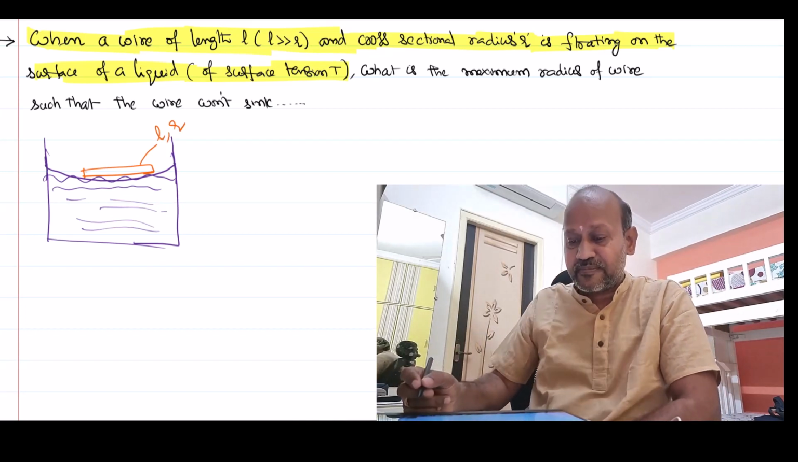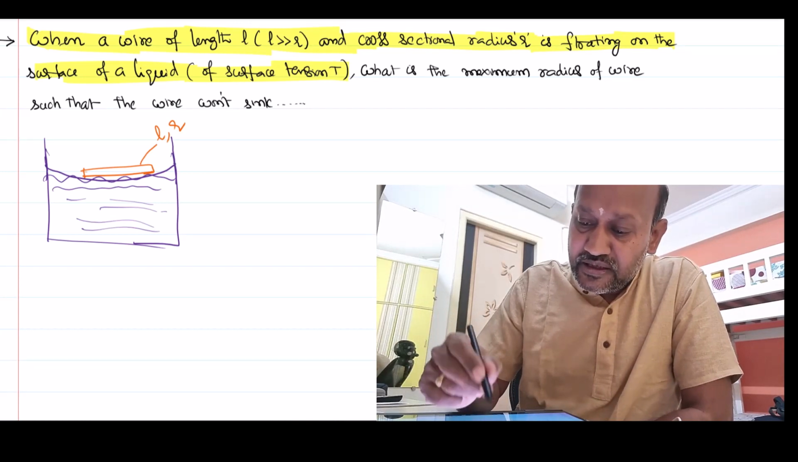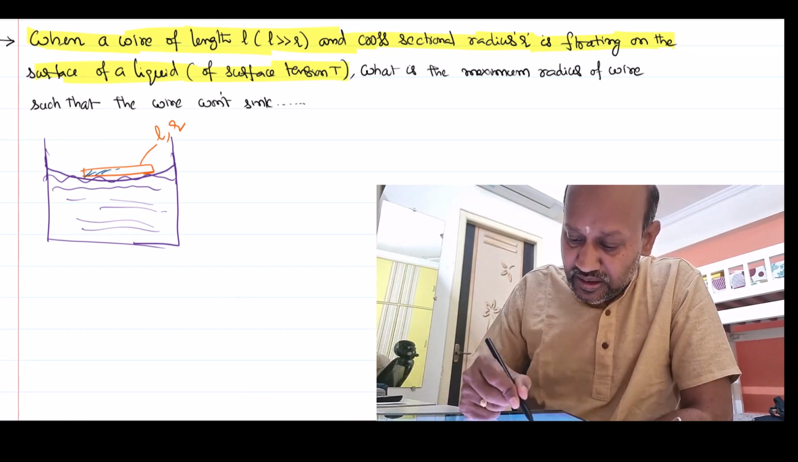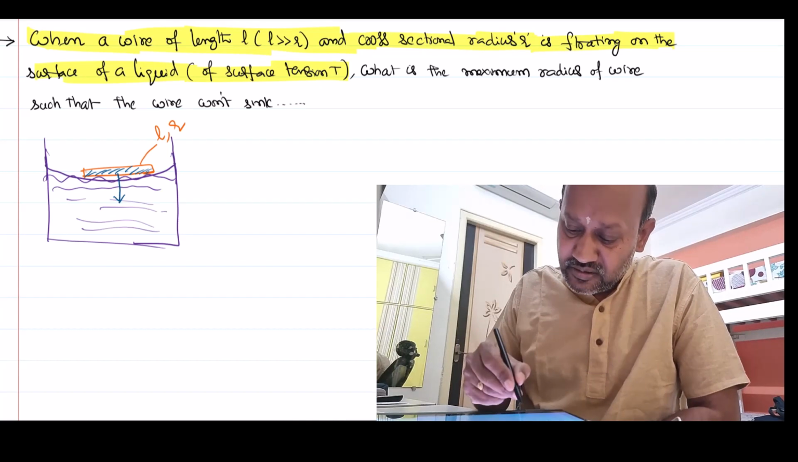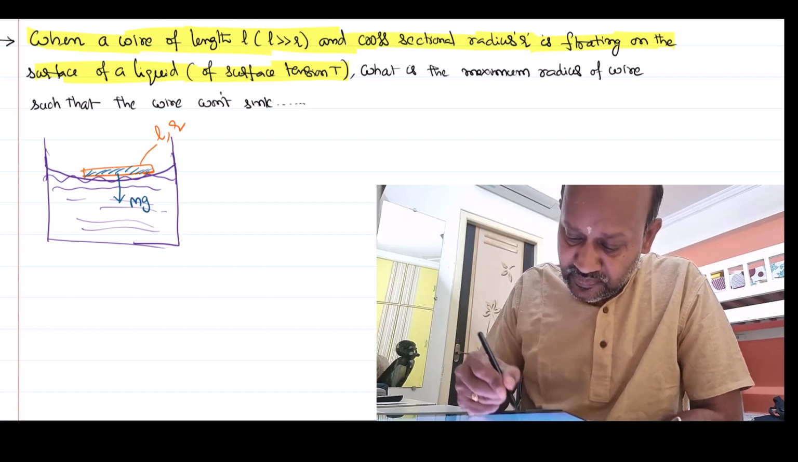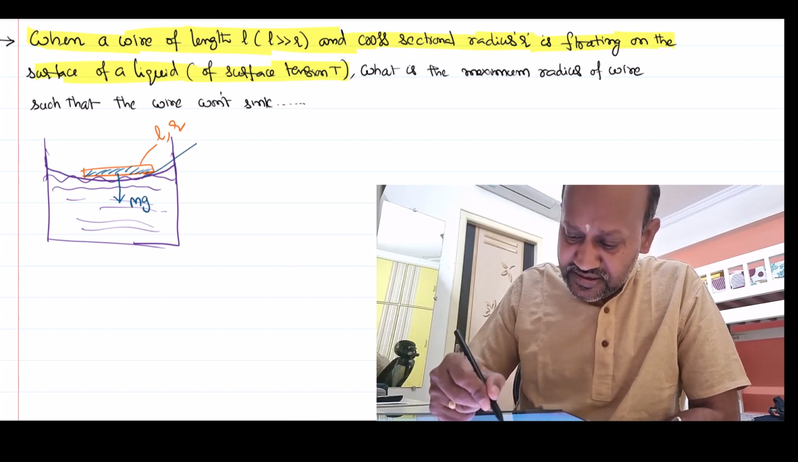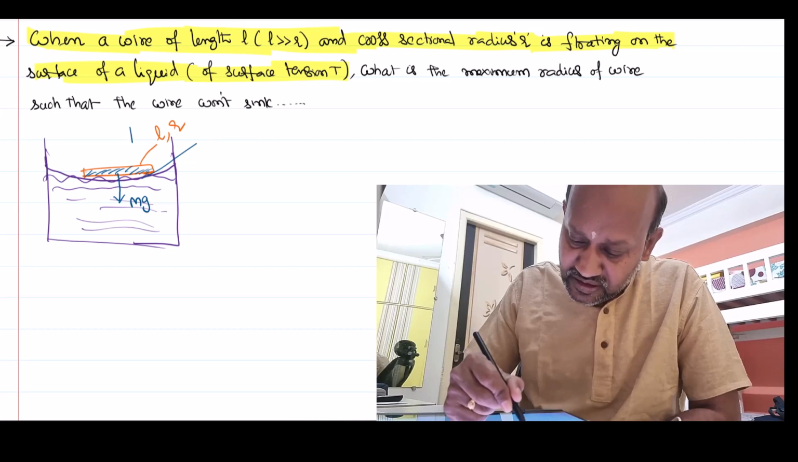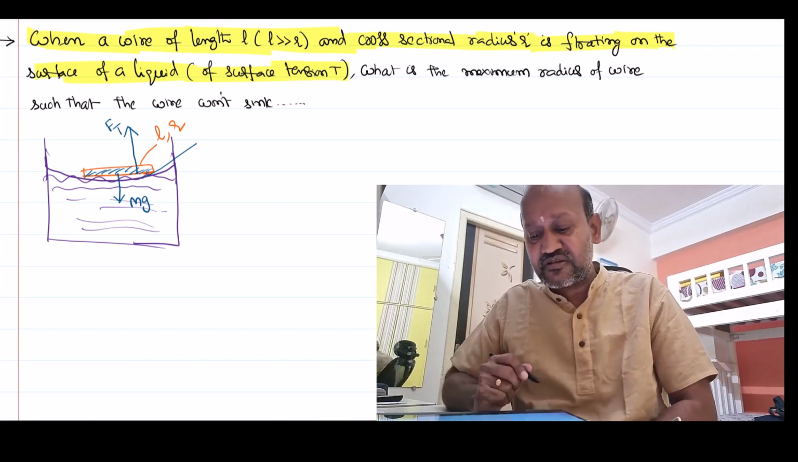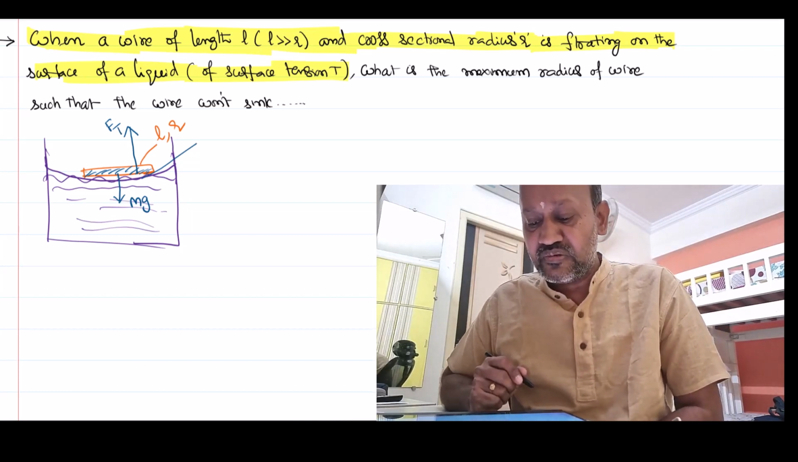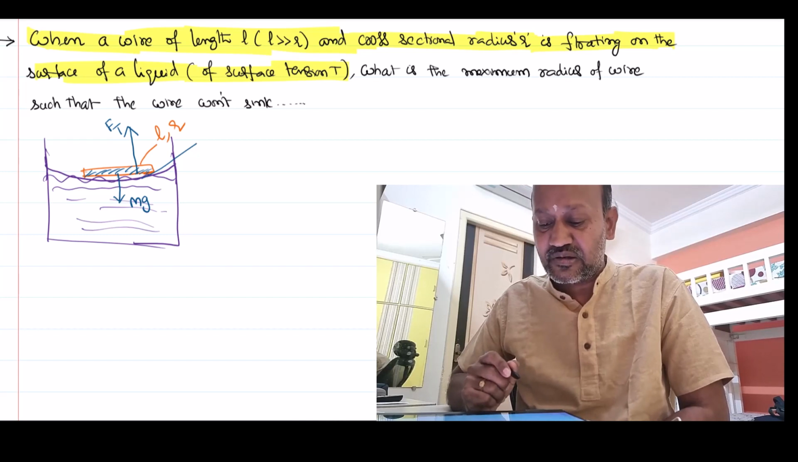It is floating. So let me identify what are the forces acting on this wire. The wire will definitely have a certain weight. That weight acts in the downward direction. A component of the surface tension force acts in the upward direction. Not the complete force, but a part of the surface tension force. So when these two forces are balanced, then the wire will float.